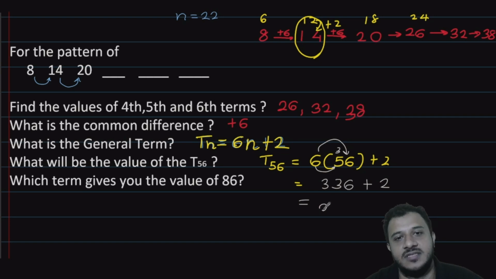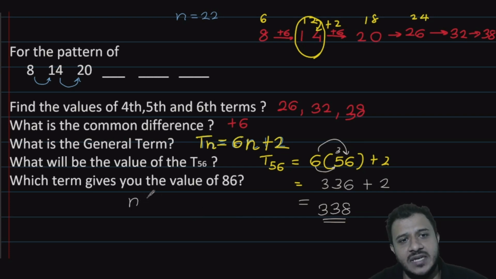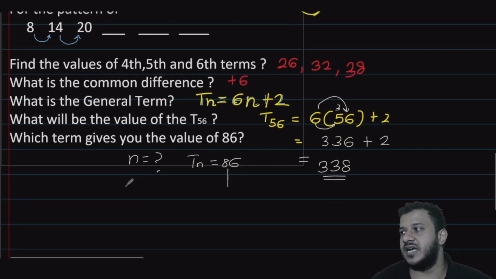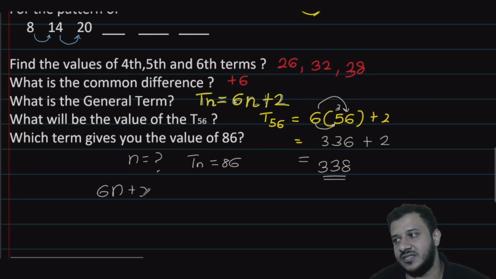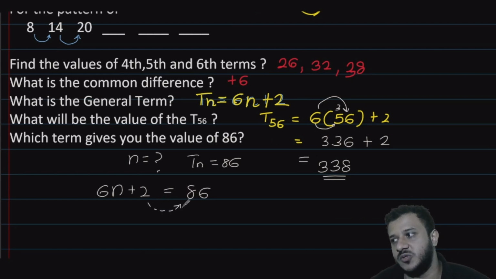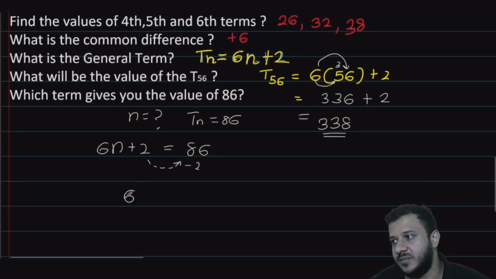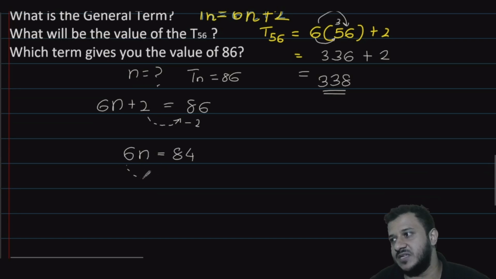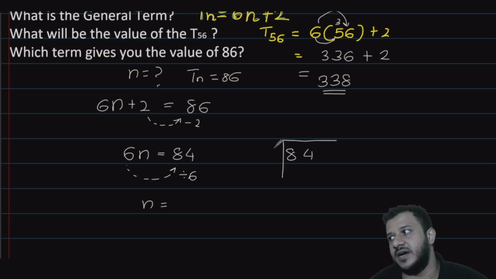336 plus 2 is 338. Then the next one, they are saying what number gives you a Tn value of 86. So let's write down the equation. We know 6n plus 2 is equal to 86. So this plus 2 will come to the other side as a minus 2, and that will give me 6n is equal to 84. Then this multiplied by 6 will come to the other side as a divided by 6, and n will be equal to 84 divided by 6.